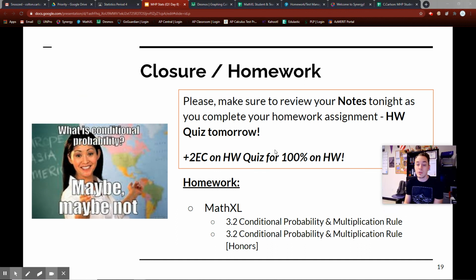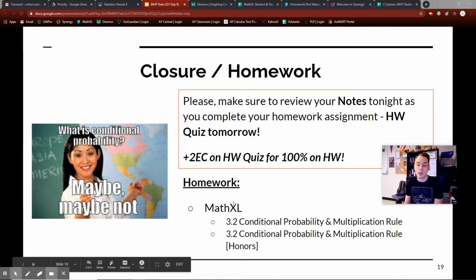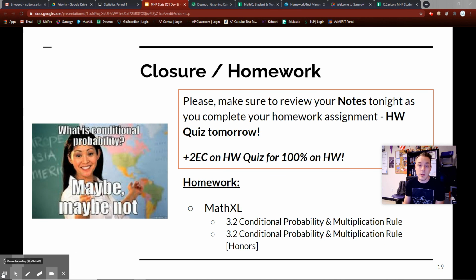Make sure you do your notes tonight. Finish them. You have a homework quiz over 3.2 tomorrow. So please go through your homework. If you have any questions, please email me as much as possible. I will answer them. Or you can come on the Google Meets link and we can discuss whatever you're struggling with.